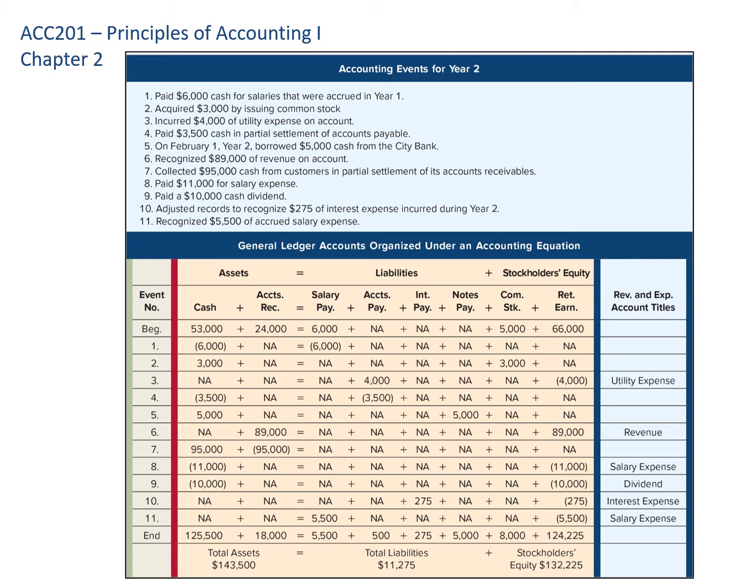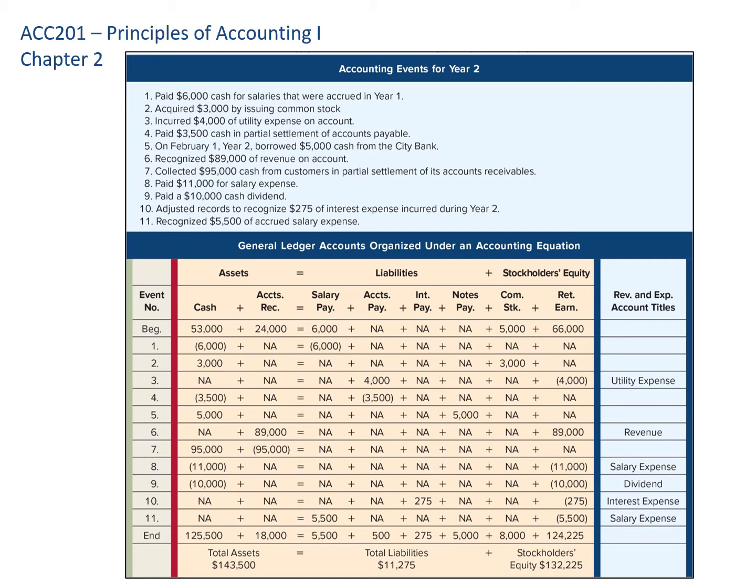Next, we recognize $89,000 of revenue on account. So we did work for people. So because it's on account, accounts receivable goes up and retained earnings goes up. Then we collected $95,000 cash from customers in partial settlement of accounts receivable. So we received some of the money that was owed from last year and some of the money that we got for this year's receivable. So cash goes up by $95,000, receivables goes down by $95,000. Next, we paid $11,000 in salary expense. Cash goes down, retained earnings goes down. We paid a $10,000 cash dividend, so cash goes down, retained earnings goes down, and I note that it's a dividend, so I don't treat it like an expense.